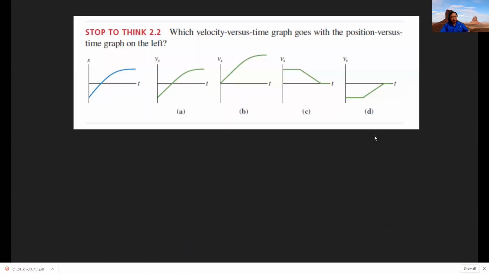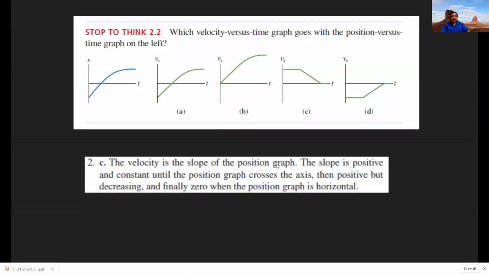And then the second question: which velocity versus time graph goes with the position versus time graph on the left? In this case, it's a combination of a straight and a curved line. For the straight part, this is a positive slope, okay? So it's like a horizontal line in the velocity graph. It's not negative, it's positive. So obviously you can say that it's letter C. Let's see if it's correct.